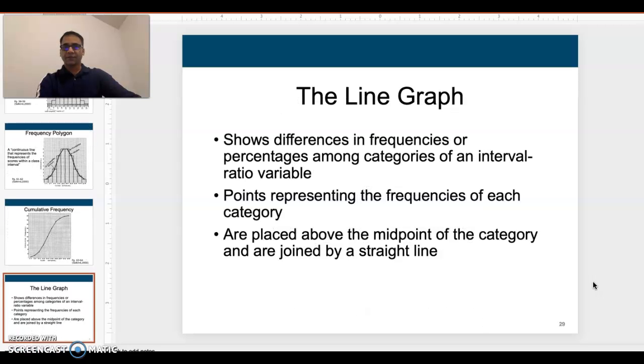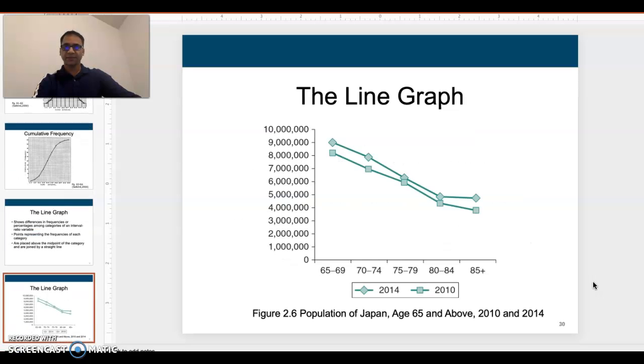Another way of presenting data is the line graph. It shows the difference in frequency or percentage among categories of interval ratios, and the points represent the frequency of each category. They are placed above the midpoint of categories and are joined by a straight line. So in this example, you can see the population of Japan, age 65 and above, on the horizontal line. You can see the intervals.